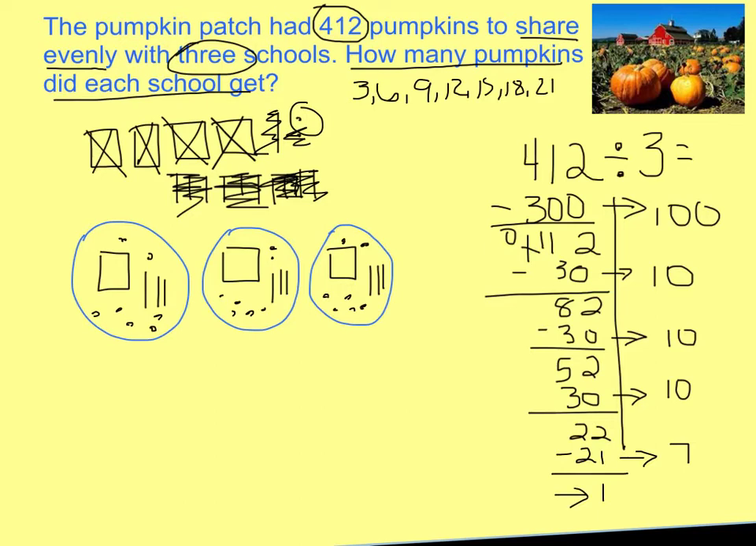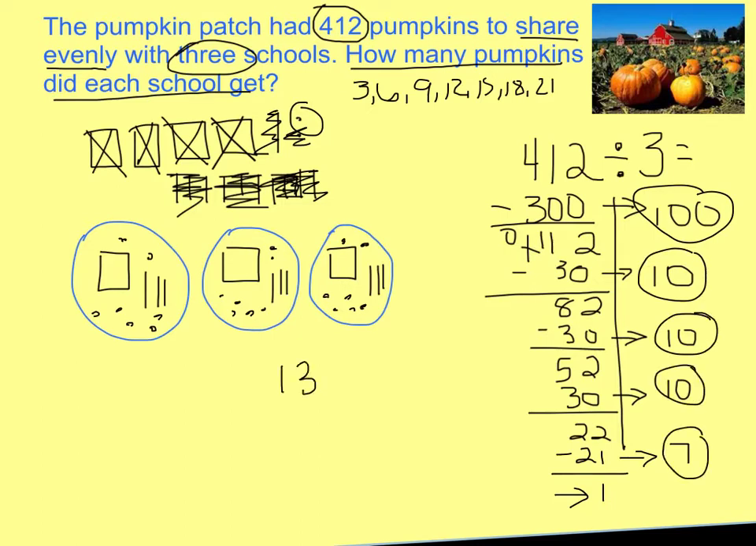So the quotient's going to be 137, with the remainder of 1 pumpkin that can just be left. Okay, so that would be how many each school would get. 137 apiece, and there will be 1 pumpkin left over.